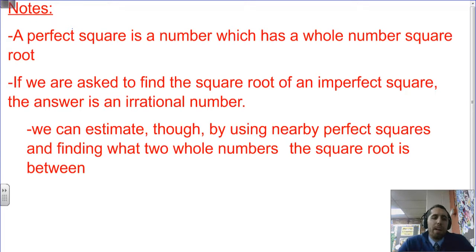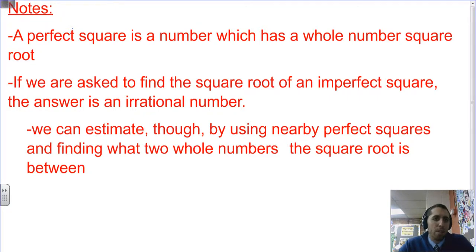So, if we're talking about estimating square roots, we need to know about normal square roots, and that's what we're trying to figure out: what number was squared to give us this number inside the radical. So it's kind of just the opposite operation of squaring. And so the first note is a little bit about that.